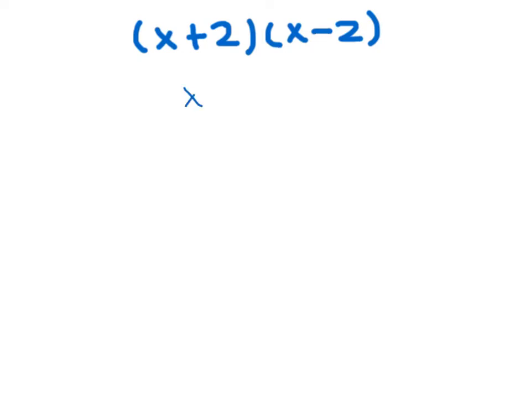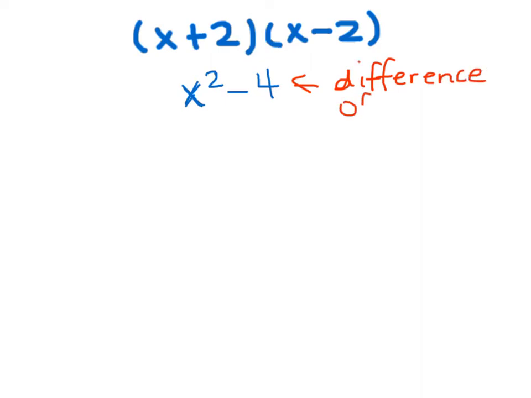And we ended up with the square of the first term, x squared, minus the square of the second term, minus 4. And this result that we got here was called the difference of squares. Difference because it's subtraction, and squares because each of these is a perfect square.